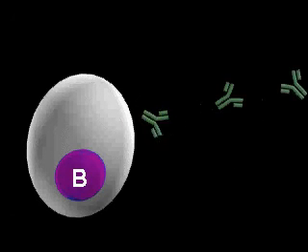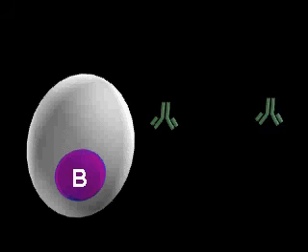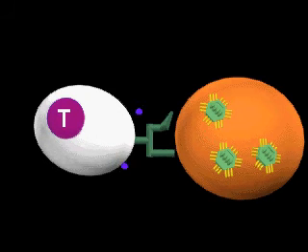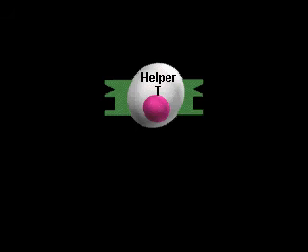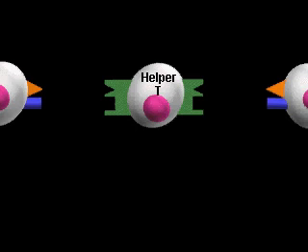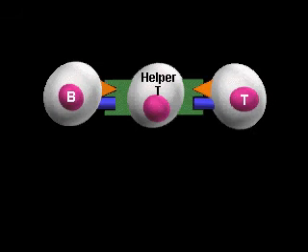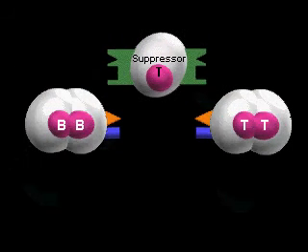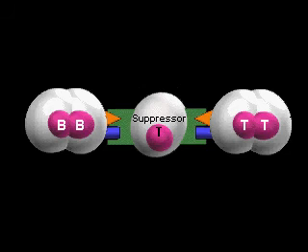B cells produce antibodies that bind to bacteria invaders and signal for their removal. To stop the spread of infection, cytotoxic T cells destroy body cells infected with viruses. Helper T cells stimulate the production of B cells and cytotoxic T cells. Suppressor T cells slow or prevent the immune response from happening.